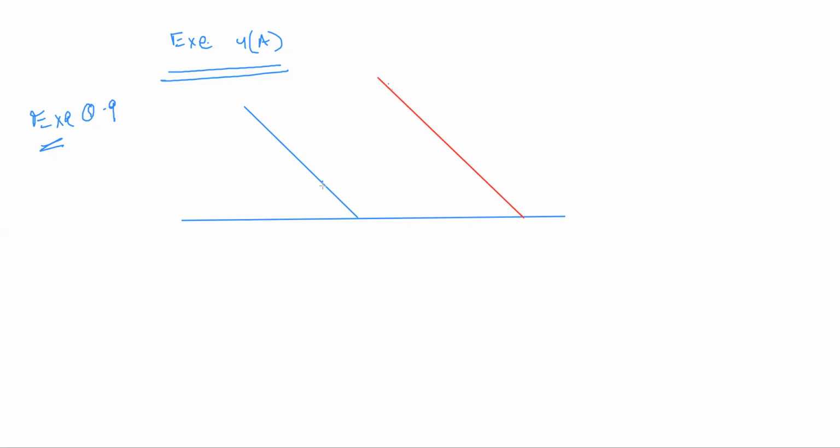Now tell me, this is air and this is glass. Tell me which light will suffer more refraction and less refraction. So violet will suffer more and red will suffer less. Right. One thing. Second point, the variation in speed.